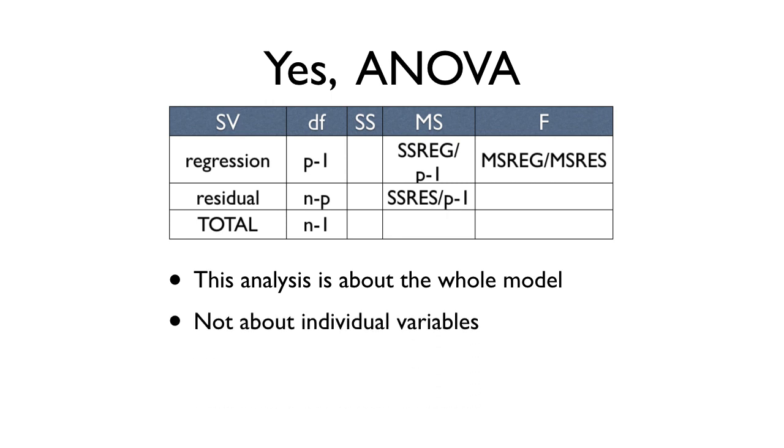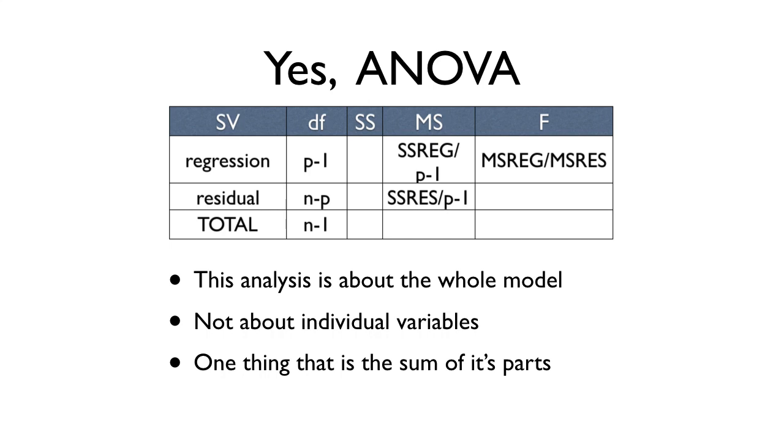This is not about individual variables. This isn't saying, if we go back to our original example, are we explaining a significant amount of variance in income with years of education? This is saying if we take years of education and parental income together, do we explain a significant amount of variance? Okay? So it's about the whole model. It's not about the individual B's. It's not about the individual variables themselves.